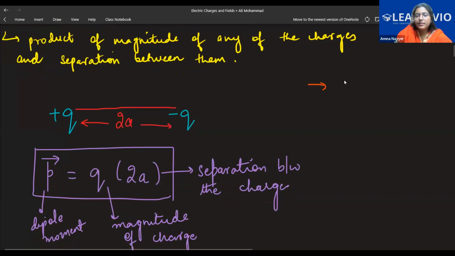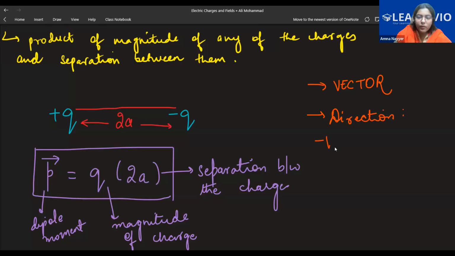What you need to know about the dipole moment, that is important. First, it's a vector quantity, so it will have a direction. The direction will always be from the negative charge to the positive charge. This is its direction. Ali, can you tell me the SI unit by looking at the formula?